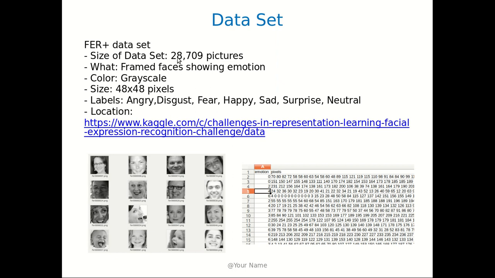Overall, there are 28,700 pictures, and they're framed faces showing emotion. You can see a screen capture of some of the pictures down here. They're all in grayscale, 48 by 48 pixels. This big data set included angry, disgust, fear, happy, sad, surprise, and neutral. I cut it down just for the scope of this project, and then you can see what the document actually looks like, where there's a label and then the image.